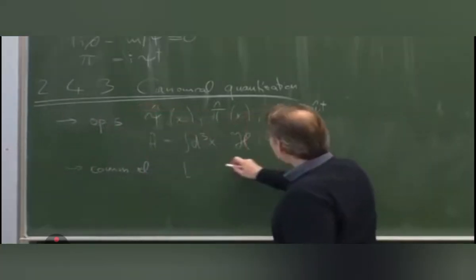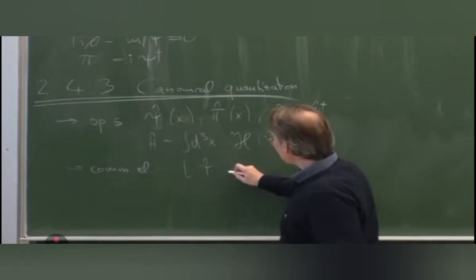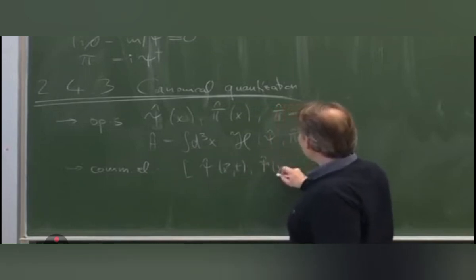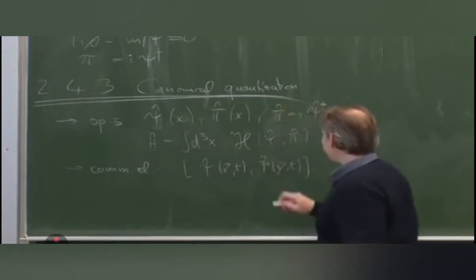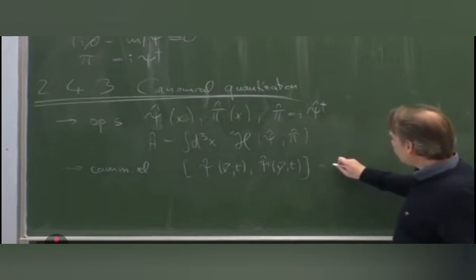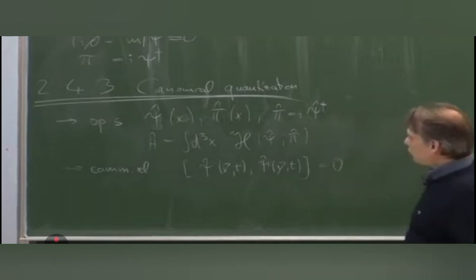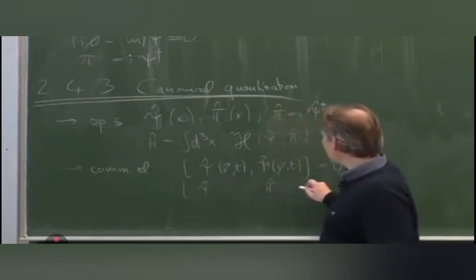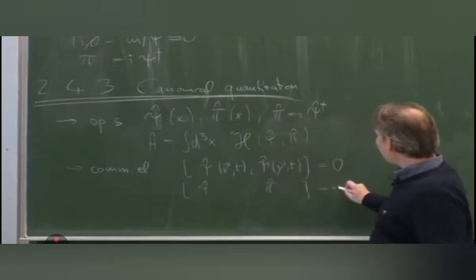Then we have commutation relations, namely, instead of Poisson brackets, commutators. So psi hat with psi hat at different space arguments but the same time argument should be 0, and psi hat with pi hat with the same arguments is i times a three-dimensional delta function.